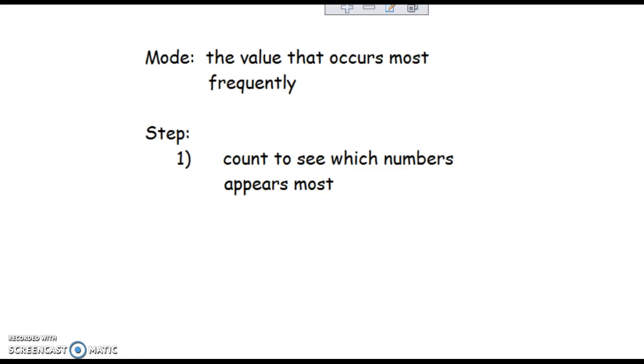Our third measure of central tendency is mode. Mode is the number that occurs most often. Our step is very simple. All we need to do is count to see which number appears most often. Just a little note, sometimes you will have multiple numbers that appear the same amount. In those scenarios, you will have more than one mode. There's also scenarios where no numbers repeat. In that case, you have no mode.